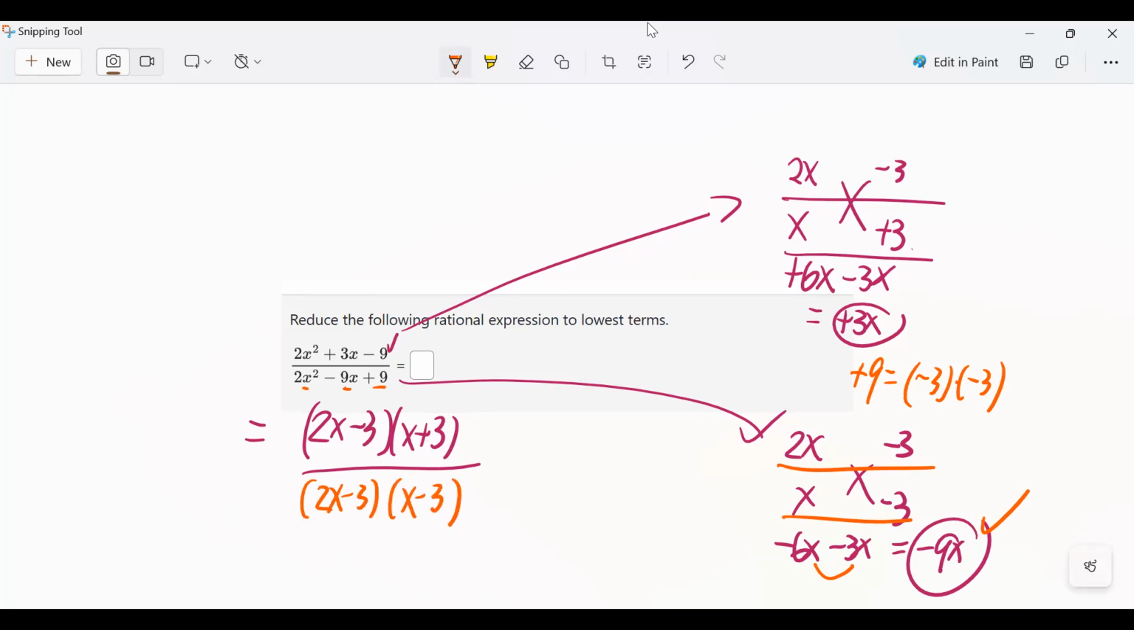And now from there, we cancel the common factor. Only when you multiply, right, can you cancel. If it's adding, then you cannot cancel. That's the thing. You gotta be careful about this. Only multiplying, you can cancel. So it will be x plus 3 over x minus 3. Any question about this?